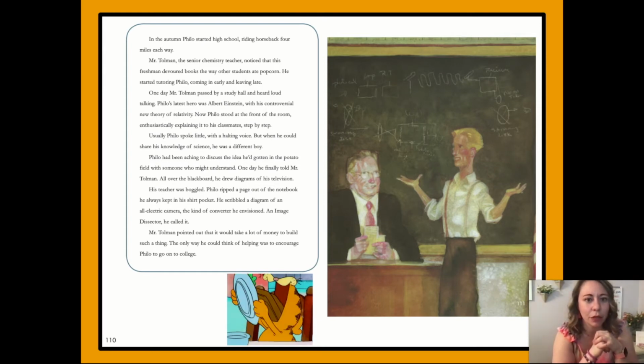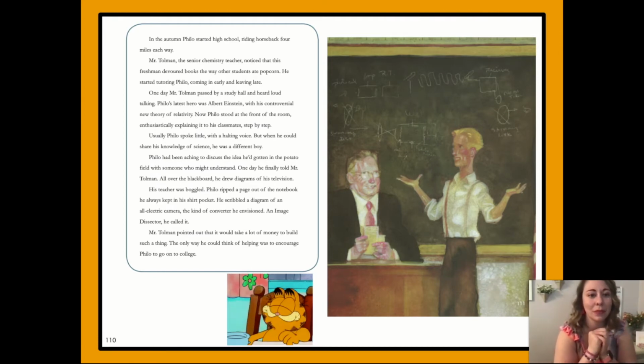One day, Mr. Tolman passed by a study hall and heard loud talking. Philo's latest hero was Albert Einstein with his controversial new theory of relativity. Now, Philo stood at the front of the room, enthusiastically explaining it to his classmates, step by step. Usually, Philo spoke little, with a halting voice. But when he could share his knowledge of science, he was a different boy.